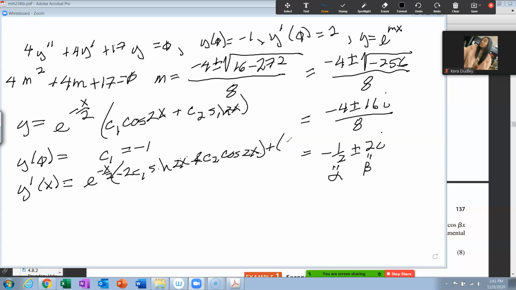The second is just c1 cosine 2x plus c2 sine 2x times the derivative of that, which would be minus 1/2 e to the minus x over 2. All right, this is messy, but doable, I think. I'm hoping it will be anyway.